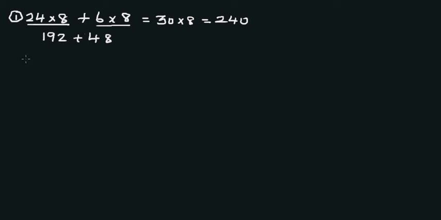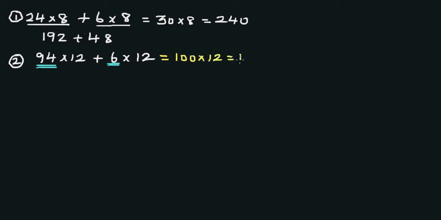Let's do the second question: 94 times 12 plus 6 times 12. Those who can see the pattern can do it. This is 94 lots of 12 plus 6 lots of 12. Well, 94 plus 6 is 100, so that is the same as 100 times 12, which is 1200.